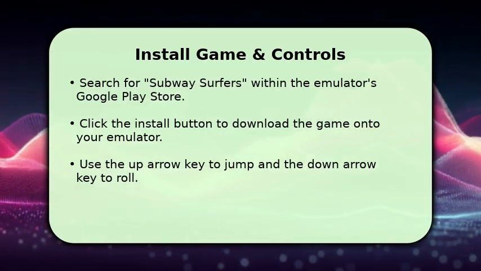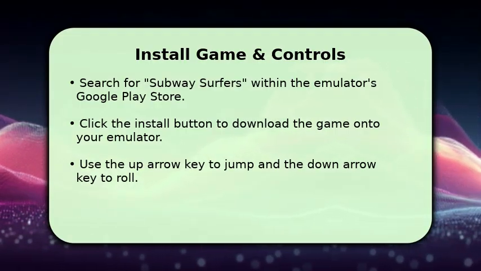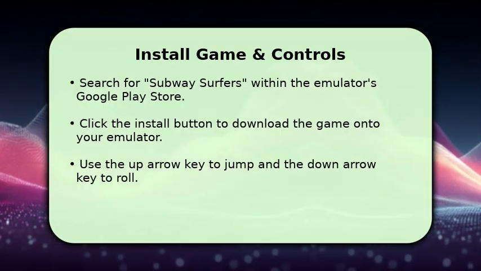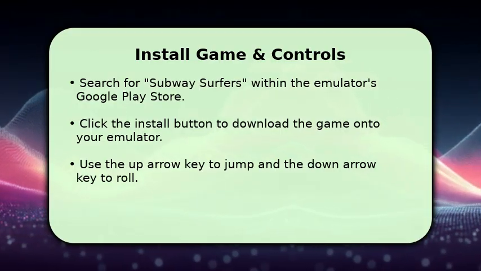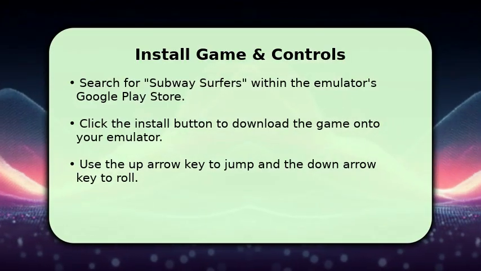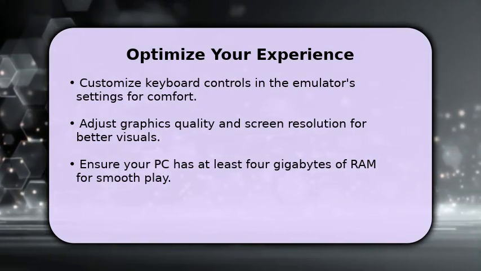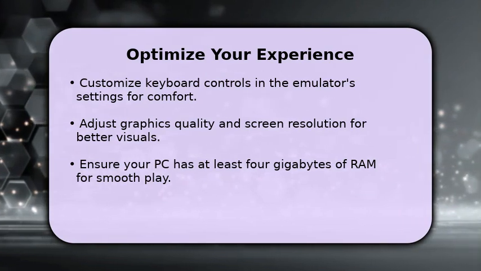The up arrow key makes your character jump, while the down arrow key allows you to roll under obstacles. Use the left and right arrow keys to dodge trains and barriers, and press the spacebar to activate your hoverboard for a temporary shield. To enhance your Subway Surfers experience, consider customizing the keyboard controls within your emulator's settings.